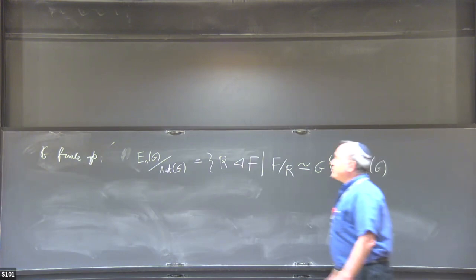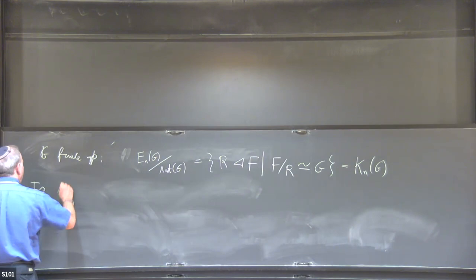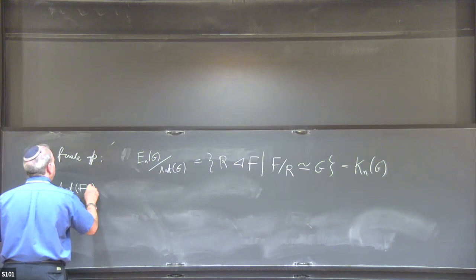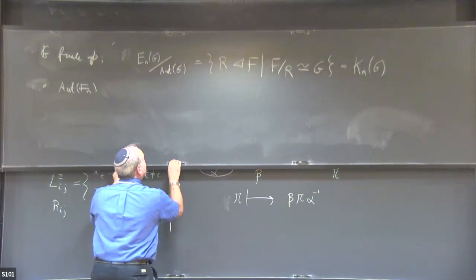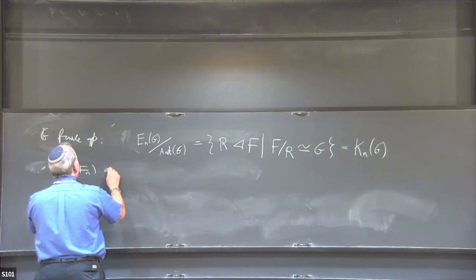And the question is now, clearly Out(F_n), you see these two actions commute with each other, right? But they are on different sides. So if I divide by Aut(G), I still have this action. And then also it's clear directly, we don't have to say that, Out(F_n) acts on K_n(G).